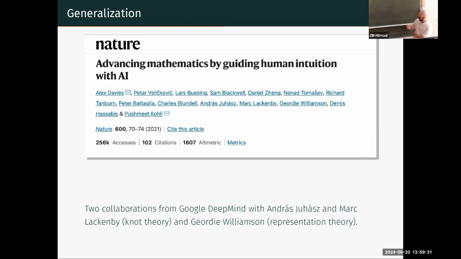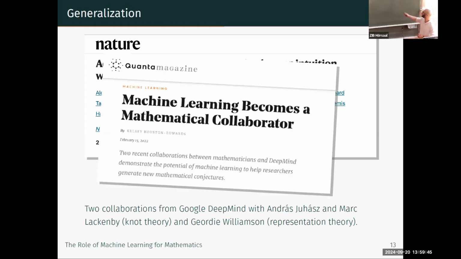And I will focus on the knot theory part because I think A, this is the thing that was more impressive in terms of the result, and B, I have a slightly better understanding of this than I have of representation theory, even though I'm still not very knowledgeable about knot theory. This is the mandatory Quanta article on this paper. So what did they do?